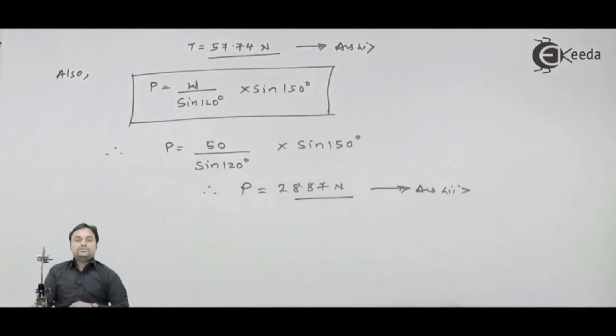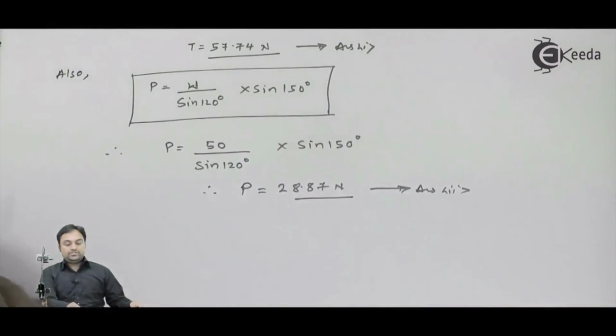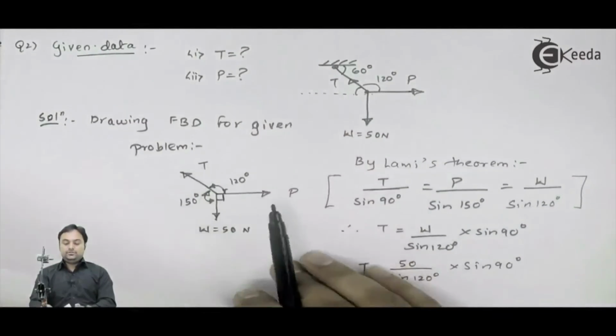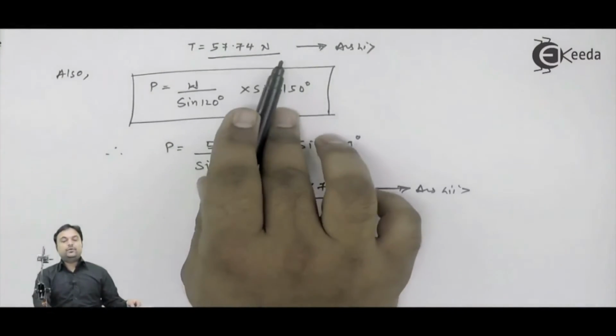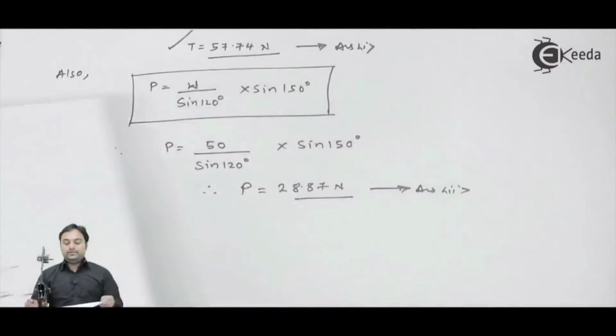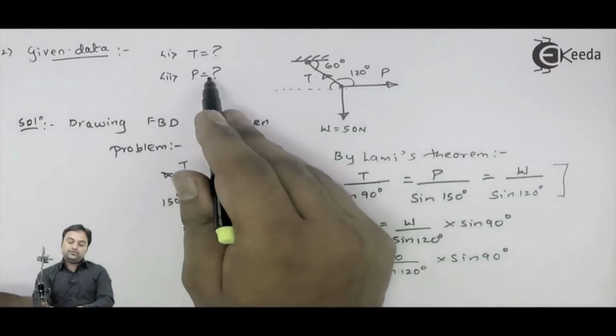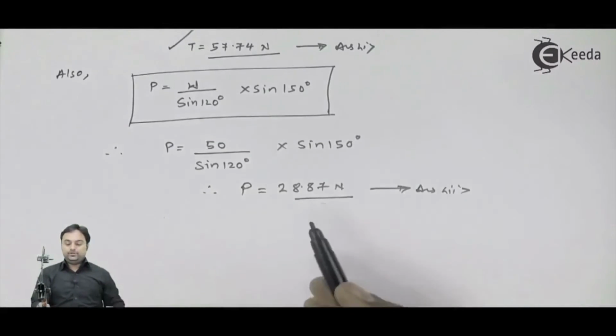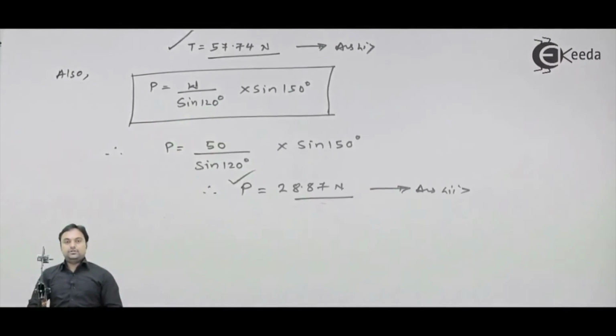So if I look at the question, there were two questions which were asked. First, to calculate the tension in the string, that T value is 57.74 Newton, calculated. Second question was to find the value of horizontal force capital P, which is 28.87 Newton. That is also done. With this, we have completed the second problem.